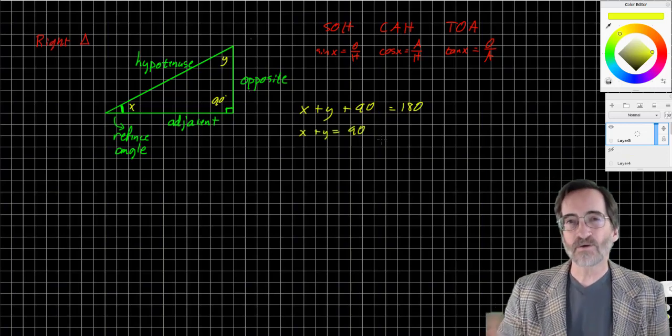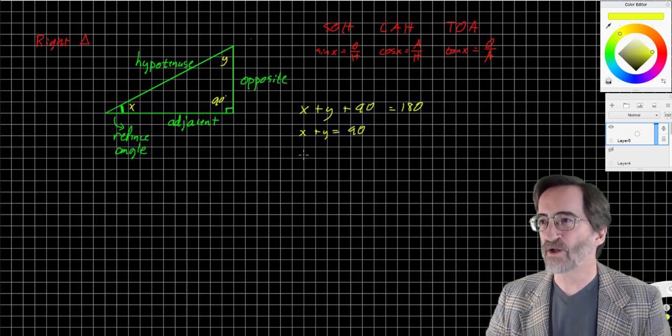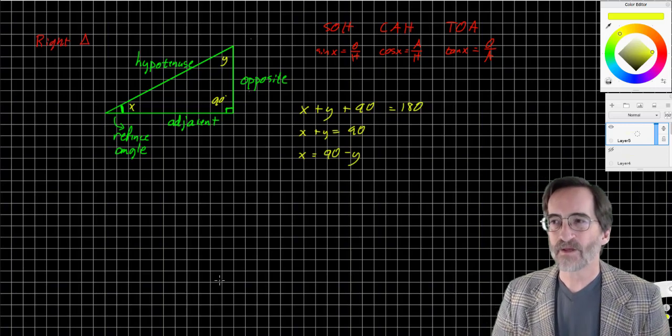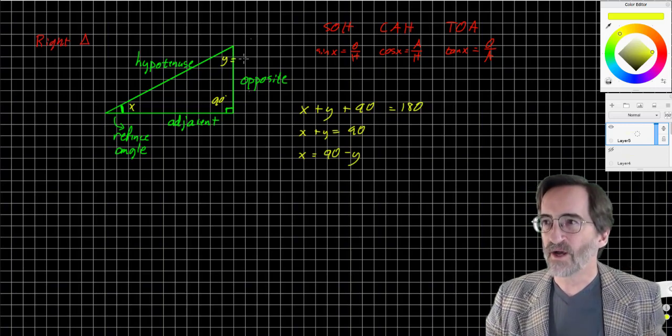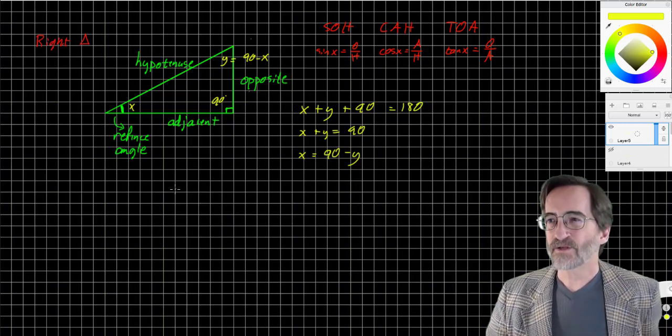So the two acute angles add to 90. And that's something worth knowing. But here's what I really want to point out: any of the acute angles is equal to 90 minus the other acute angle. So that means y is 90 minus x. So let's look at this here.